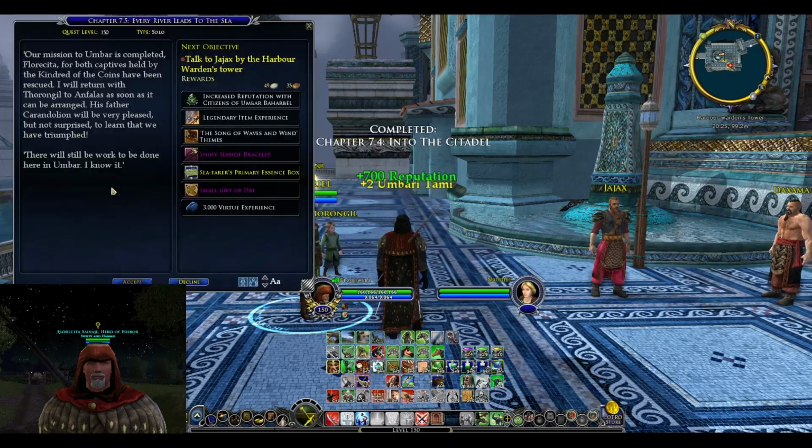Our mission to Umbar is completed, for both captives held by the Kindred of the Coins have been rescued. I will return with Thorongil to Anfalis as soon as it can be arranged. His father, Carndolian, will be very pleased but not surprised to learn that we have triumphed. There will still be work to be done here in Umbar.